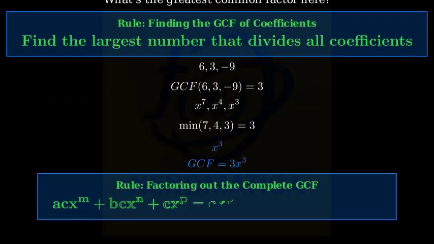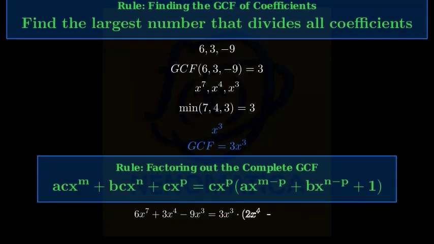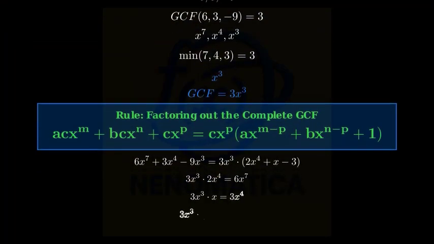Now, let's factor out 3x^3 from our expression. We get 3x^3 times the quantity 2x^4 + x − 3. Let's verify by distributing.